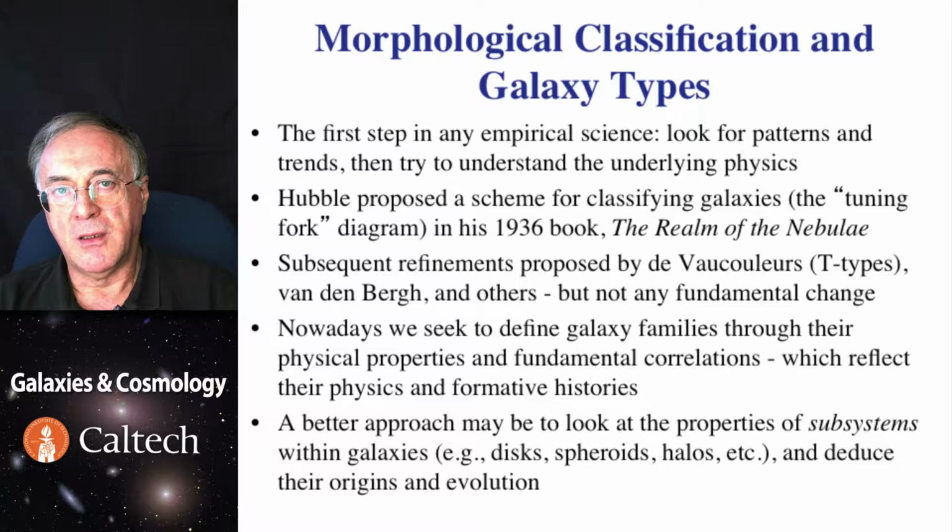And indeed, Edwin Hubble was the first one to address this in a somewhat quantitative fashion, and a lot of his early work is still relevant today. He proposed what's still used as Hubble classification or Hubble types in a popular book, The Realm of the Nebulae. And that led to the famous tuning fork diagram, which I'll show you in a moment. Hubble's classification was subsequently refined or extended by de Vaucouleurs, van den Bergh, and others, but the basic things haven't really changed.